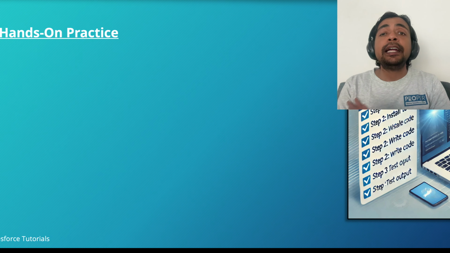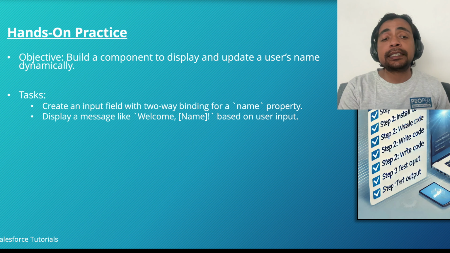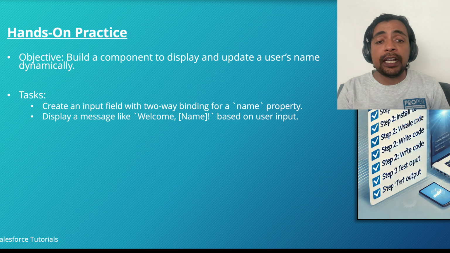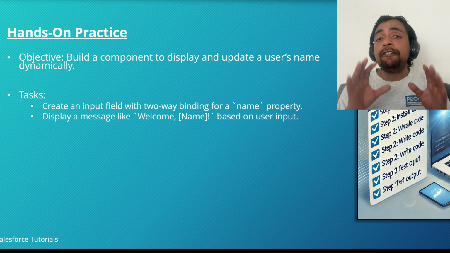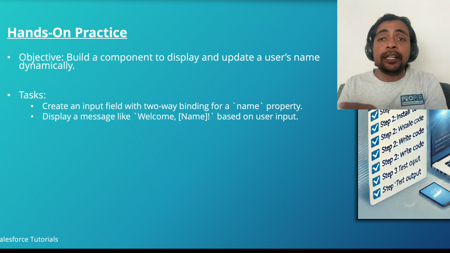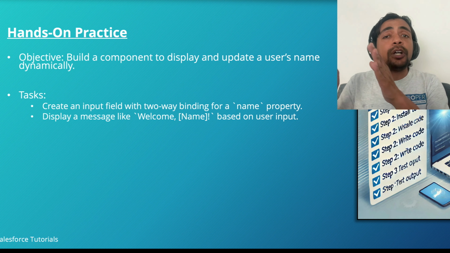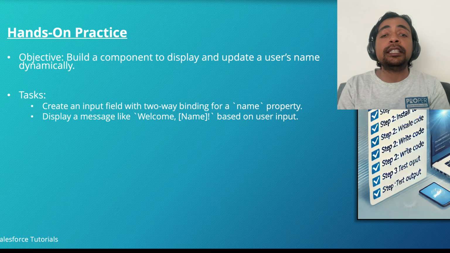Now, let's have hands-on practice on it. For that, we will have an objective to build a component to display and update a user's name dynamically. The task says that we will create an input field with two-way data binding for a name property. Whenever the user makes any change to the name, that should reflect to the backend or to the logic, and that change should also show on the front end itself. So a display message will also be there that changes according to the user input.